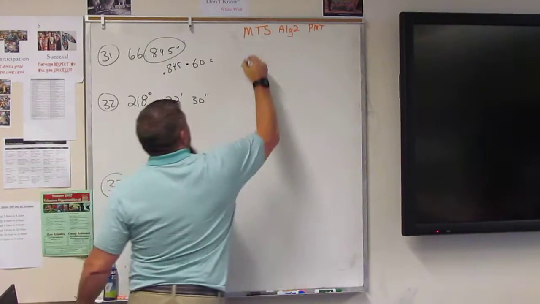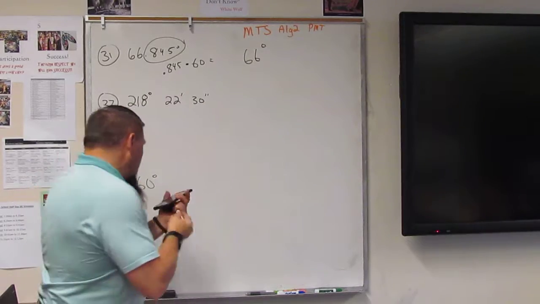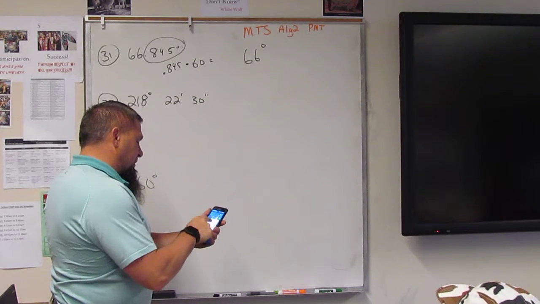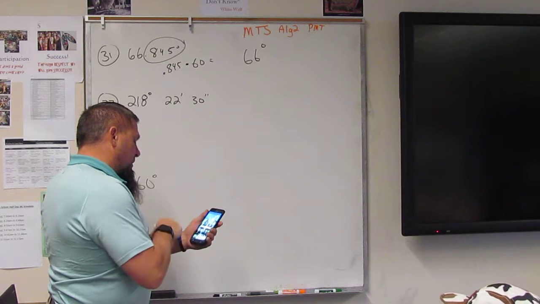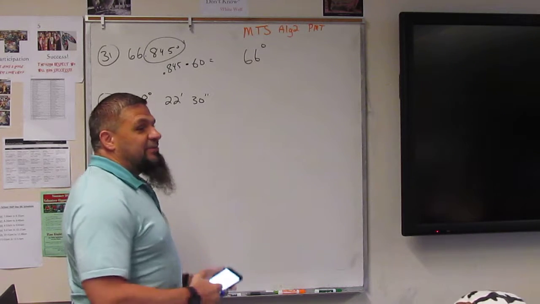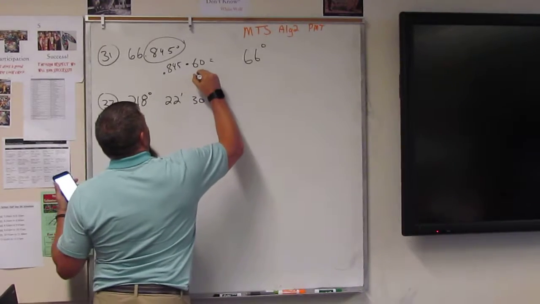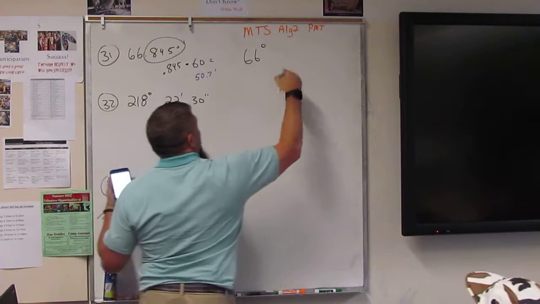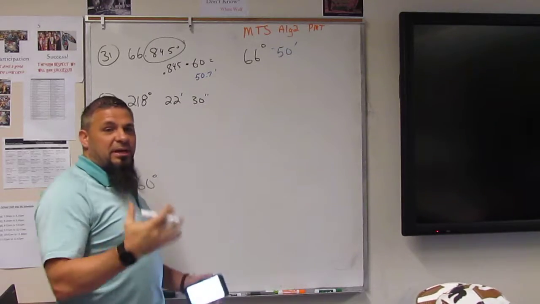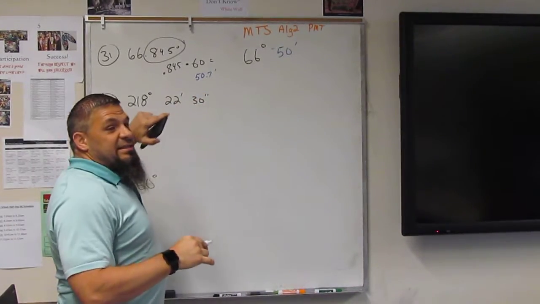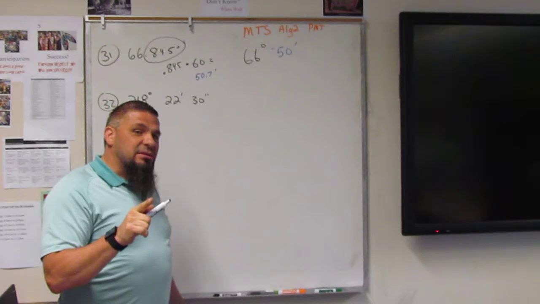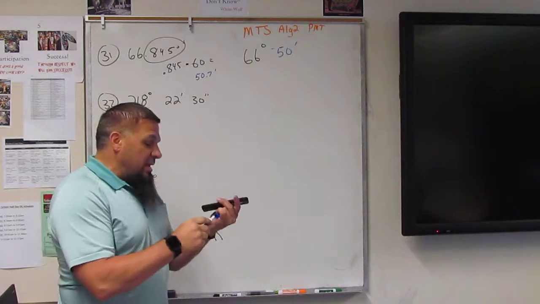Okay, so we know that it's 66 degrees. But how many minutes is it? So we take our trusty dusty calculator, and we go, hey, 60 times 0.845 equals 50.7. So I know that this is 50.7 minutes. So I know I have 50 minutes. Does that make sense? 50 minutes. But I have 0.7 minutes, which would give me how many seconds?